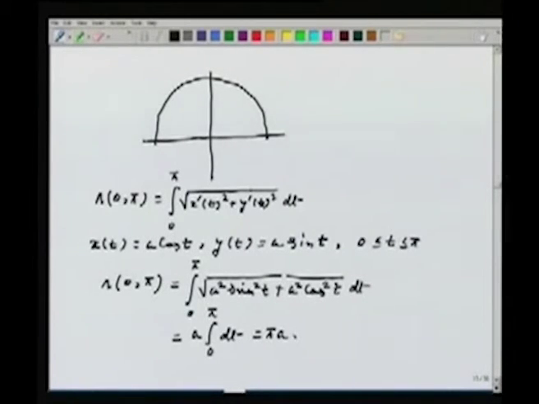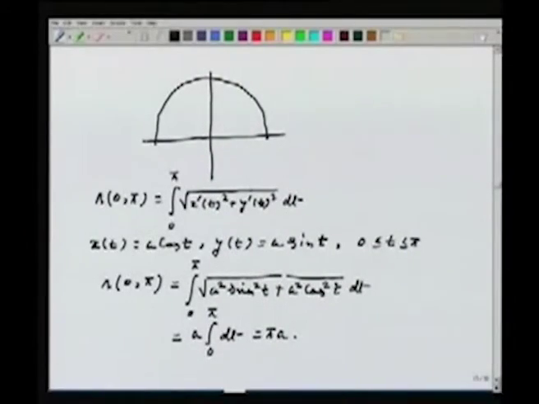So it matches with what we know from elementary geometry, that the length of the upper half of the circle is pi a. Then using symmetry and additivity, you can certainly say that the total length of the circumference of the circle would be 2 pi a, if a is the radius. So this is the radius, which is a.